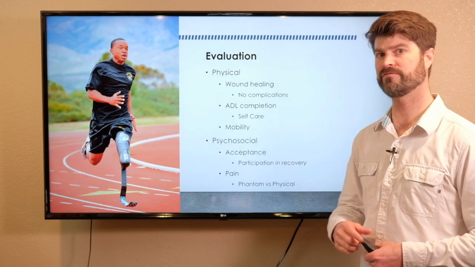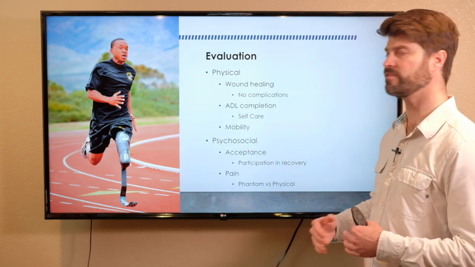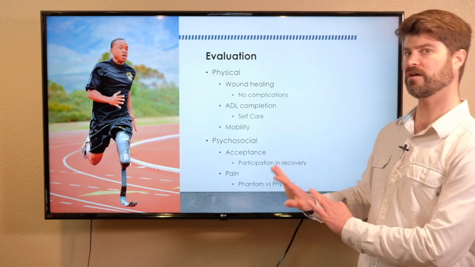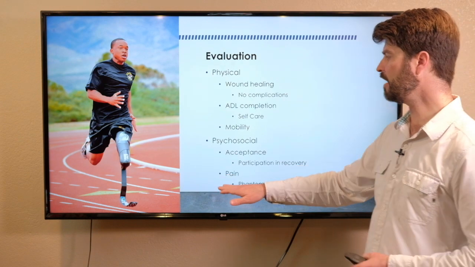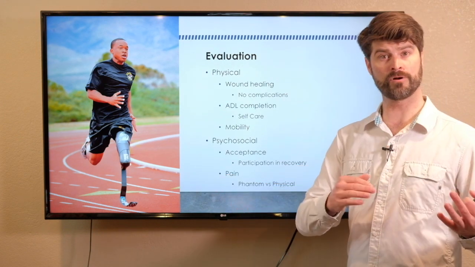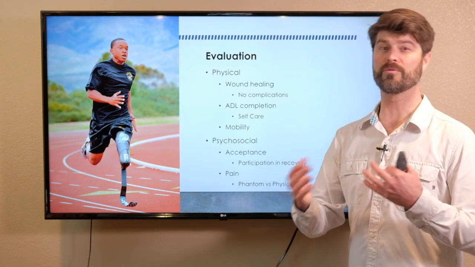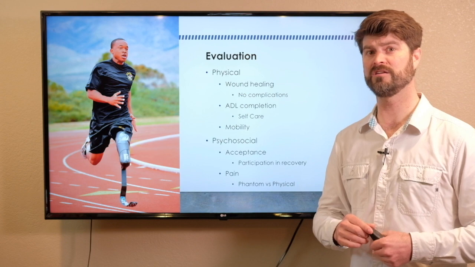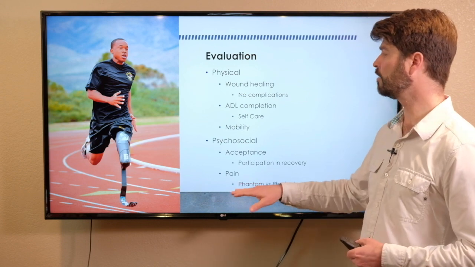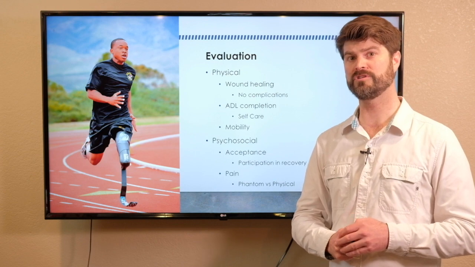the remaining part of their extremity, and are they able to kind of participate, or are they denying that there's a problem and kind of practicing avoidance behaviors. And then pain control. So they're going to have physical pain from the trauma. And there's also going to be psychosocial pain, so mirror therapy, music therapies, a lot of complementary pain interventions are really helpful in both the short term and the long term for patients with amputation.